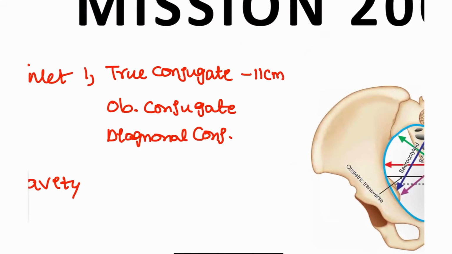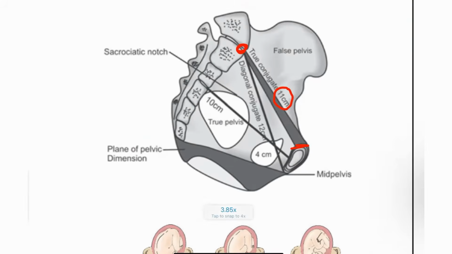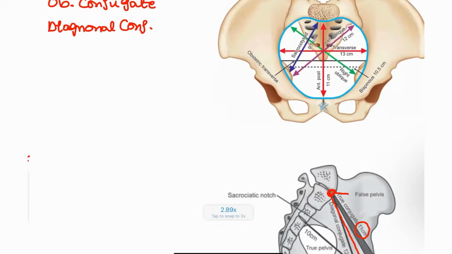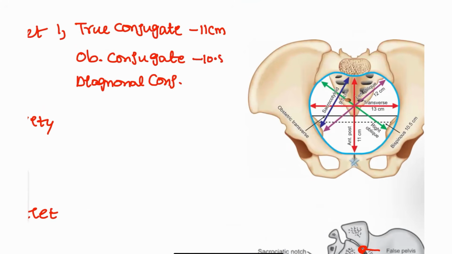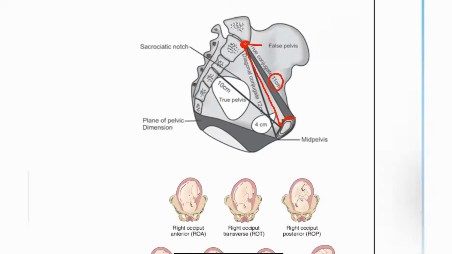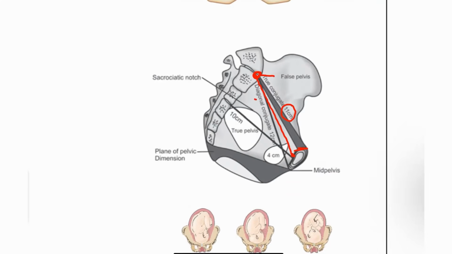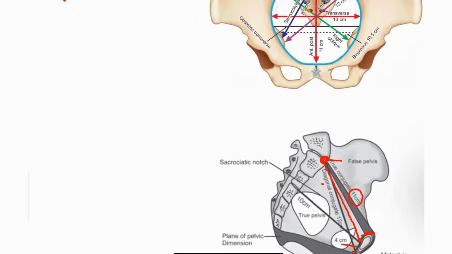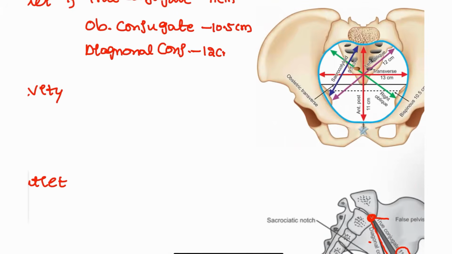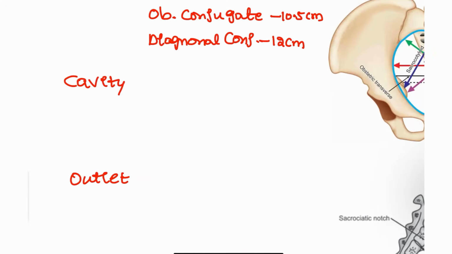Next, the obstetric conjugate. What is the obstetric conjugate? It runs from the sacral promontory to the mid pubic symphysis. This is around 10.5 centimeters. Next, the diagonal conjugate. Here you can see the diagonal, from the same sacral promontory to the tip of the pubic symphysis, or the lower border. This is around 12 centimeters. These are the things that you have to remember.